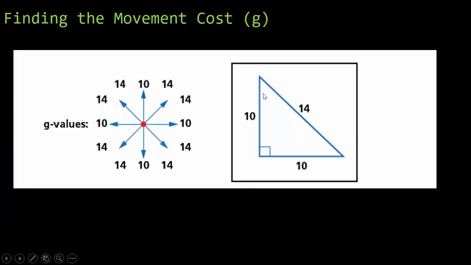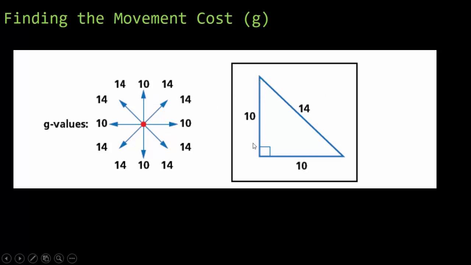So on a right triangle, side A, I can move down. I can also move up. That gives me a value of 10. Moving left to right or right to left gives me a value of 10. Diagonal will give me a value of 14. And if you remember the formula for solving a right triangle, the hypotenuse is a squared plus b squared equals c squared. You take the square root, it comes out to 14 point something, so we just rounded it down to 14.